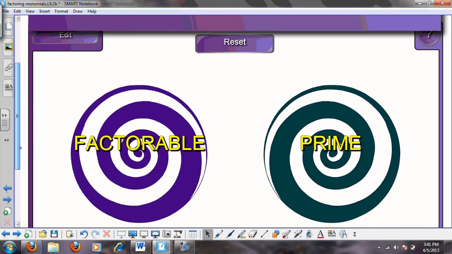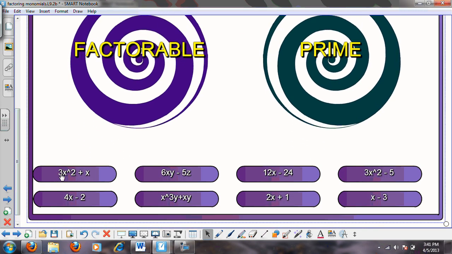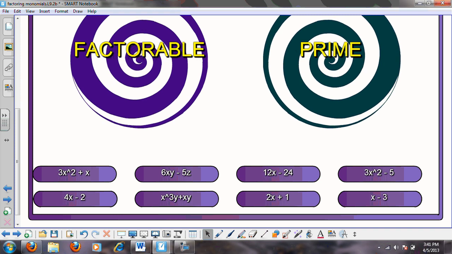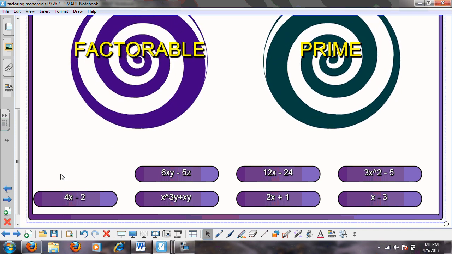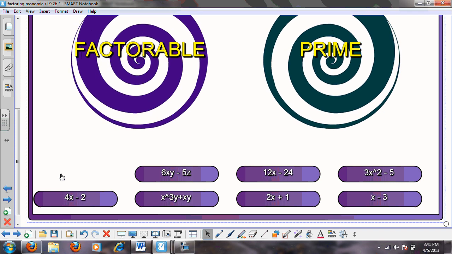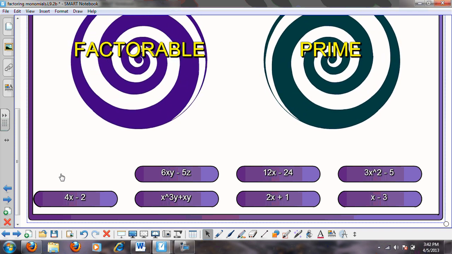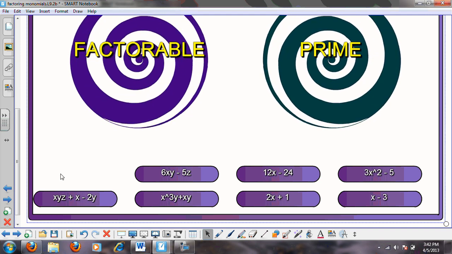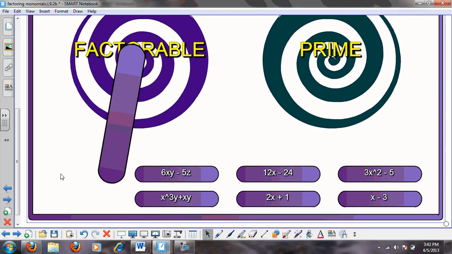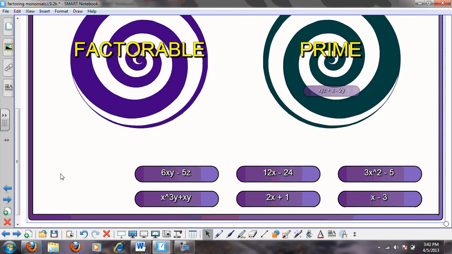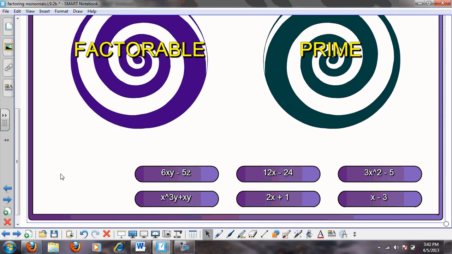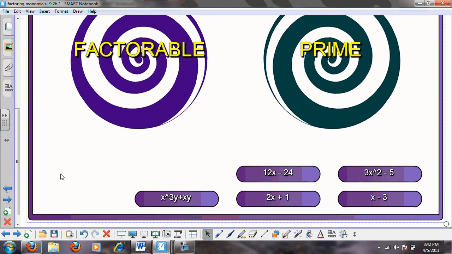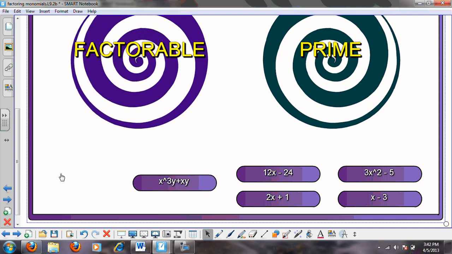Let's look at these and tell me if they're factorable or prime. 3x squared plus x, do they have common factors? Yes, an x and an x, so it is factorable. 4x minus 2, is there a common factor? Factorable, prime. You said factorable. xyz plus x minus 2y, common factor? I hope you said no. 6xy minus 5z, common factor? No. x cubed plus y plus xy, common factor? You said yes.